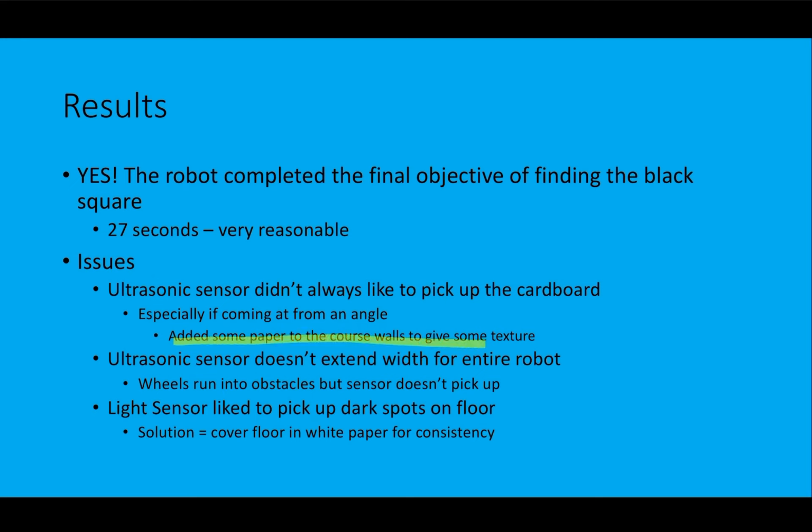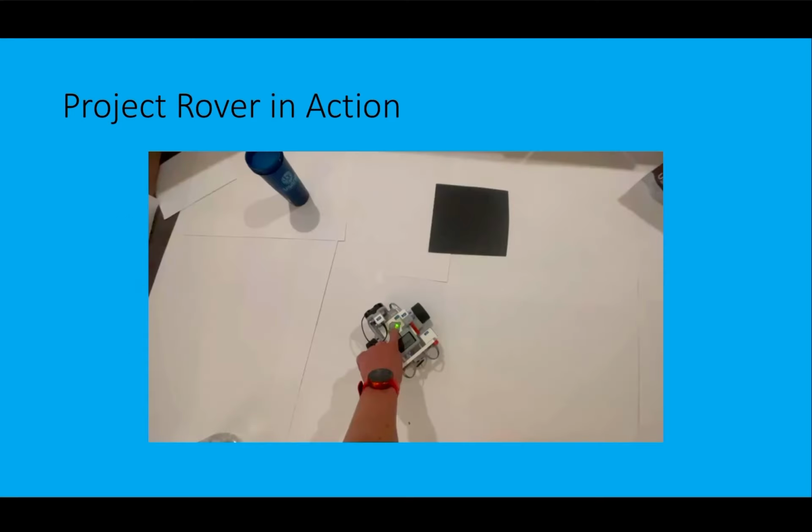I added some paper along the walls to give some texture. The ultrasonic sensor doesn't always extend the whole width of the robot, so that can be a little difficult, so the wheels might run into stuff. And the light sensor likes to pick up dark spots on my apartment floor, so I just covered the whole floor in white paper for consistency, and here it is in action.